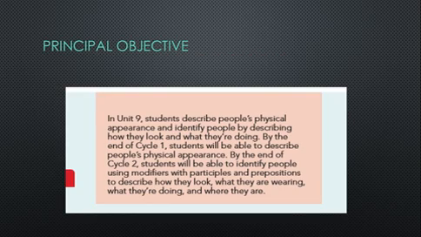Principal objective. In Unit 9, students, you describe people's physical appearance and identify people by describing how they look and what they are doing. By the end of Cycle 1, students will be able to describe people's physical appearance. By the end of Cycle 2, students will be able to identify people using modifiers with participles and prepositions to describe how they look and what they are wearing, what they are doing, and where they are.